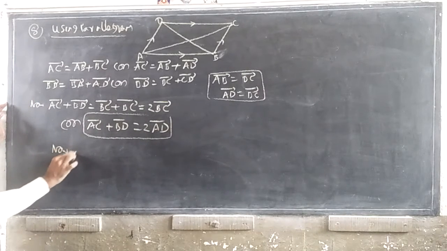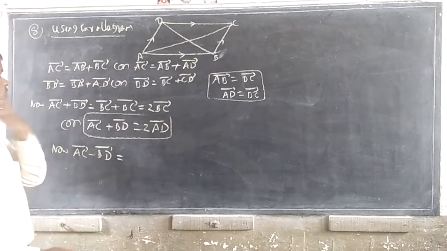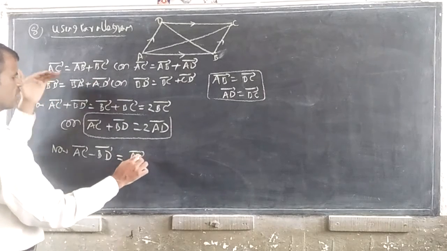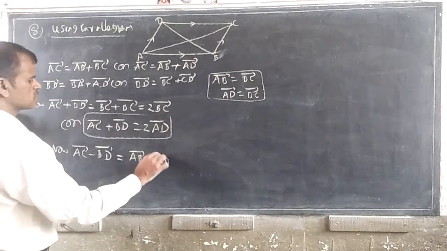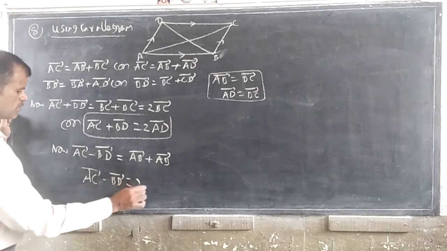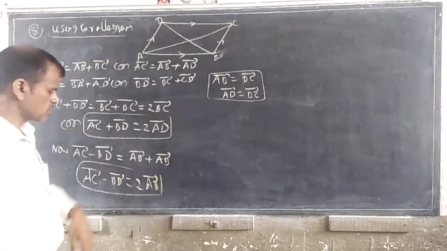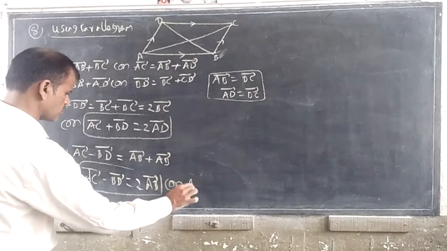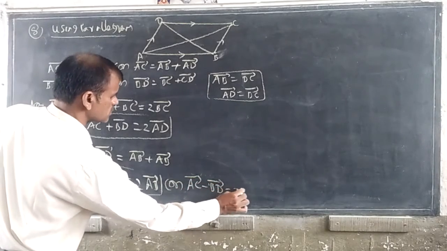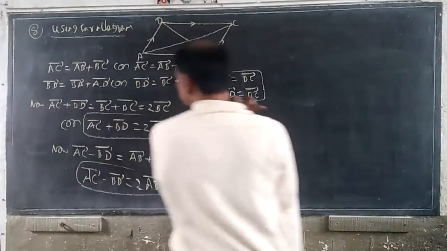Now AC minus BD I am writing. AC minus BD. So AB plus BC, and BC and AD are equal, they get cancelled. AB minus of minus BA becomes plus AB. So AC minus BD you can write here 2AB. AC minus BD is 2AB. Or AB is equal to DC, so it can also be written as AC minus BD is equal to 2DC.